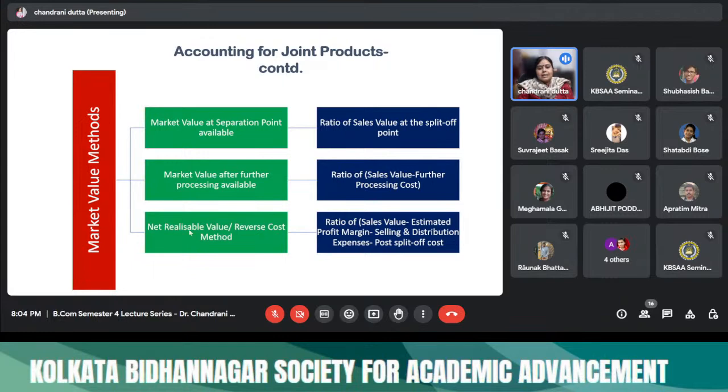And the last method is the net realizable value method or reverse cost method. I'll come to that a bit later. Let me explain these two first.